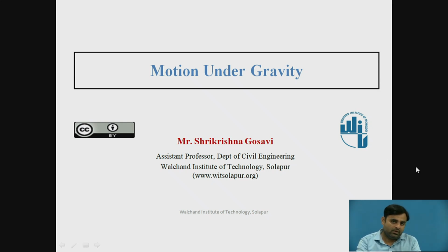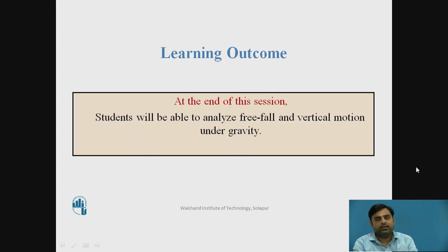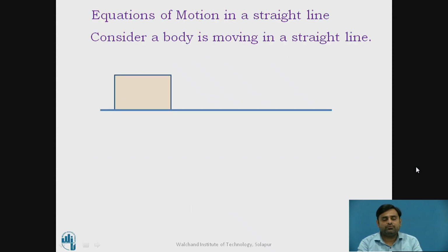So today we will discuss in this session motion under gravity. Learning outcomes: at the end of this session, the students will be able to analyze free fall and vertical motion under gravity. First of all, we will see the equations of motion in a straight line, so that we can connect these equations to the vertical motion under gravity.